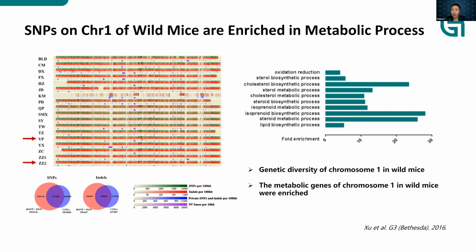So the wild mice have a lot of SNP variations from the inbred strain. The majority of these seem to be relevant to metabolic regulation. So we're thinking if we focus on chromosome 1, probably we'll be able to identify some unique genes or genetic mutations that are relevant for metabolic study.